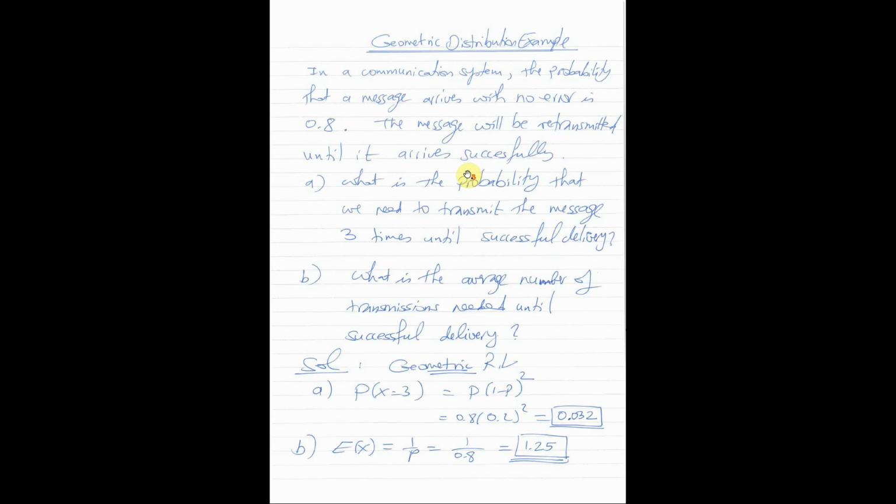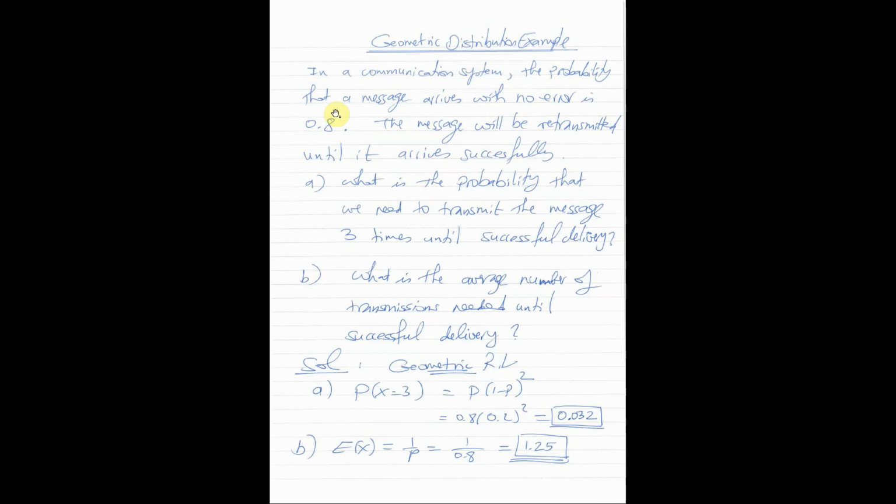Maybe the best thing that we do here is to see an example that uses the geometric distribution. In a communication system, the probability that a message arrives with no error is 0.8. So if I send this communication message, there is a probability 0.8 that it arrives correctly with no error. Obviously, the probability that this message arrives with error is 0.2, and since this is the only case I'm talking about, it means that sending the communication message is a Bernoulli trial, because if you send this message, either it arrives with no error or it arrives with an error.